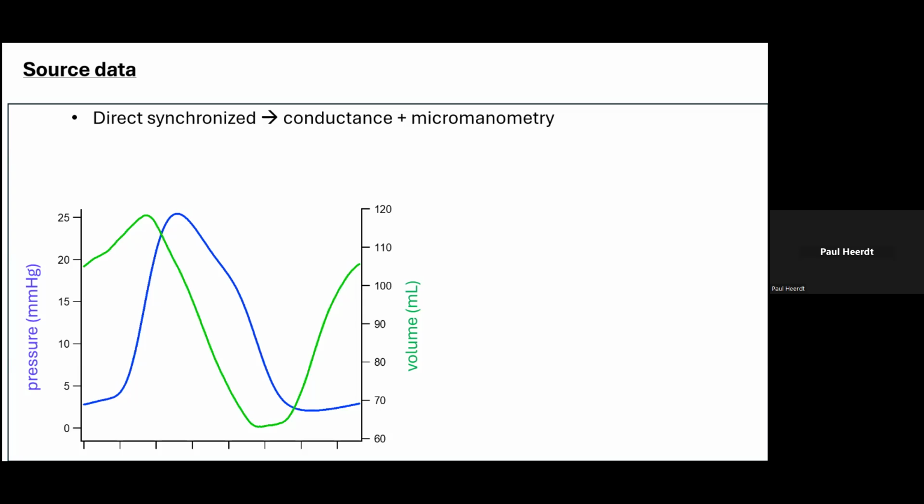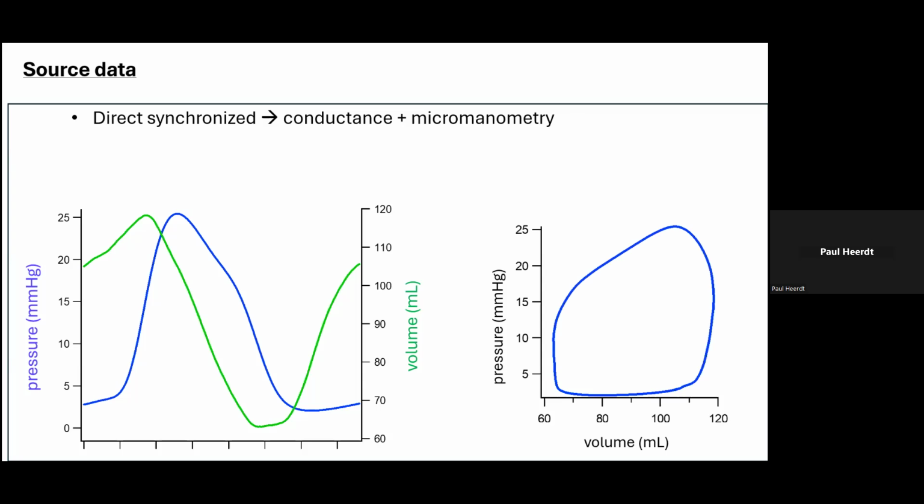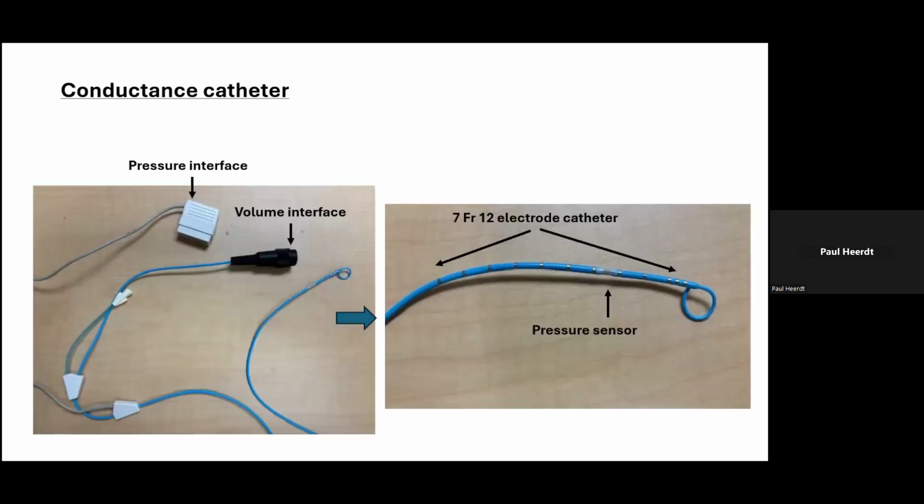And when you put them together, they're sampled at exactly the same time and the same rate. You can generate these nice clean loops. For those of you that have not used conductance, I presume many of you probably have. The commercially available one for clinical use has a pressure interface, a volume interface that goes to a box, and what I call the business end. The business end, this is a 7 French catheter. The business end has 12 electrodes and the pressure sensor right here.